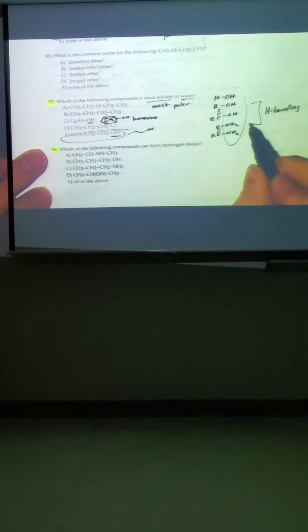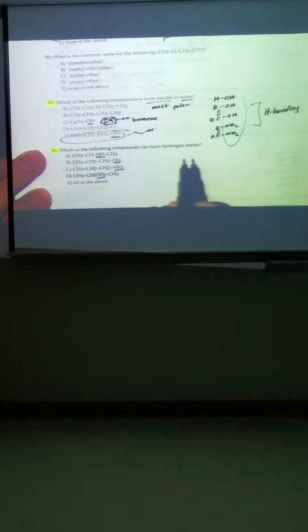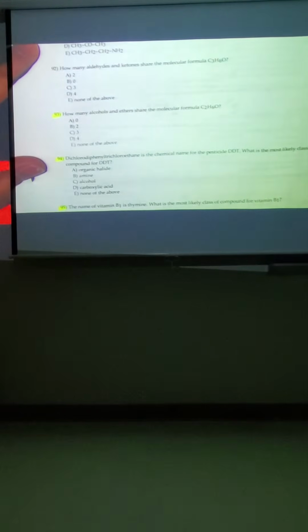90 talks about hydrogen bonding. So look for those OHs or NHs. Here we see an NH, here we see an OH, NH, OH, so all the above. Turns out when you see all the above on this chapter and the next chapter, it's usually the answer. Not always, but if you're going to guess, I would go with that one because it's been fairly safe for us. Almost done, home stretch, 91.